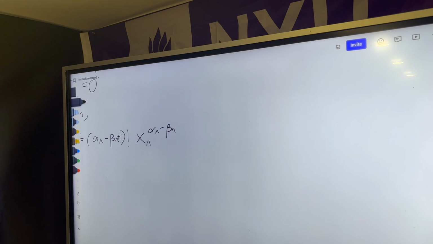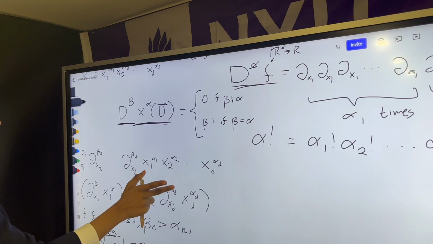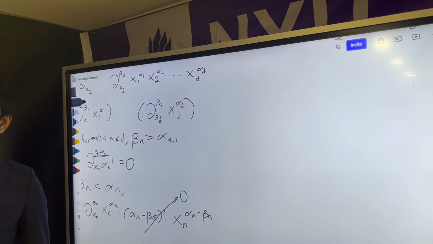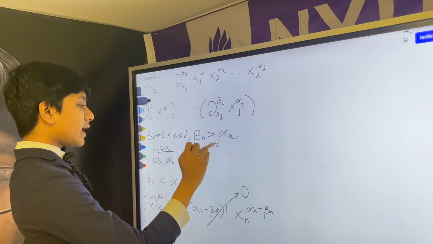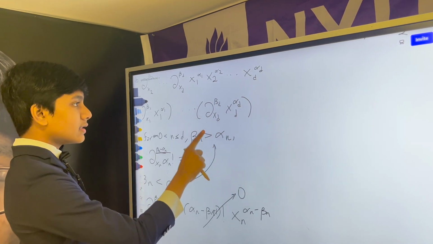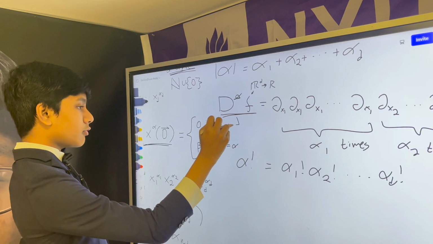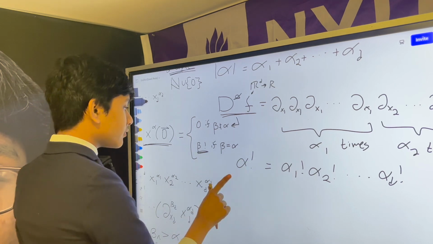Remember that we're plugging in the 0 vector, which means that this is going to be equal to 0. And what happens when one term of a product is equal to 0? It's just going to wipe out the whole thing, which means that if beta n is less than alpha n for any of the n's, then the whole product is equal to 0, which aligns with what we have here. Now, how do we show that it's this if beta is equal to alpha?